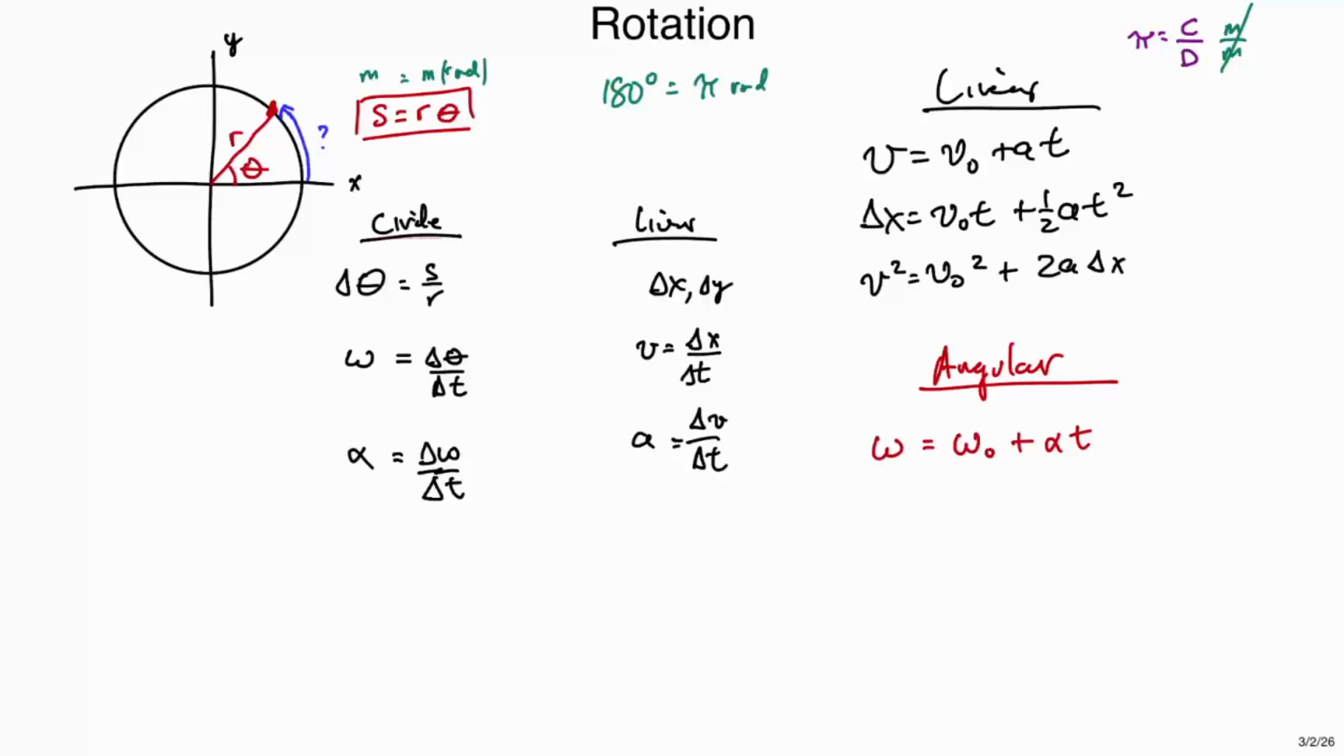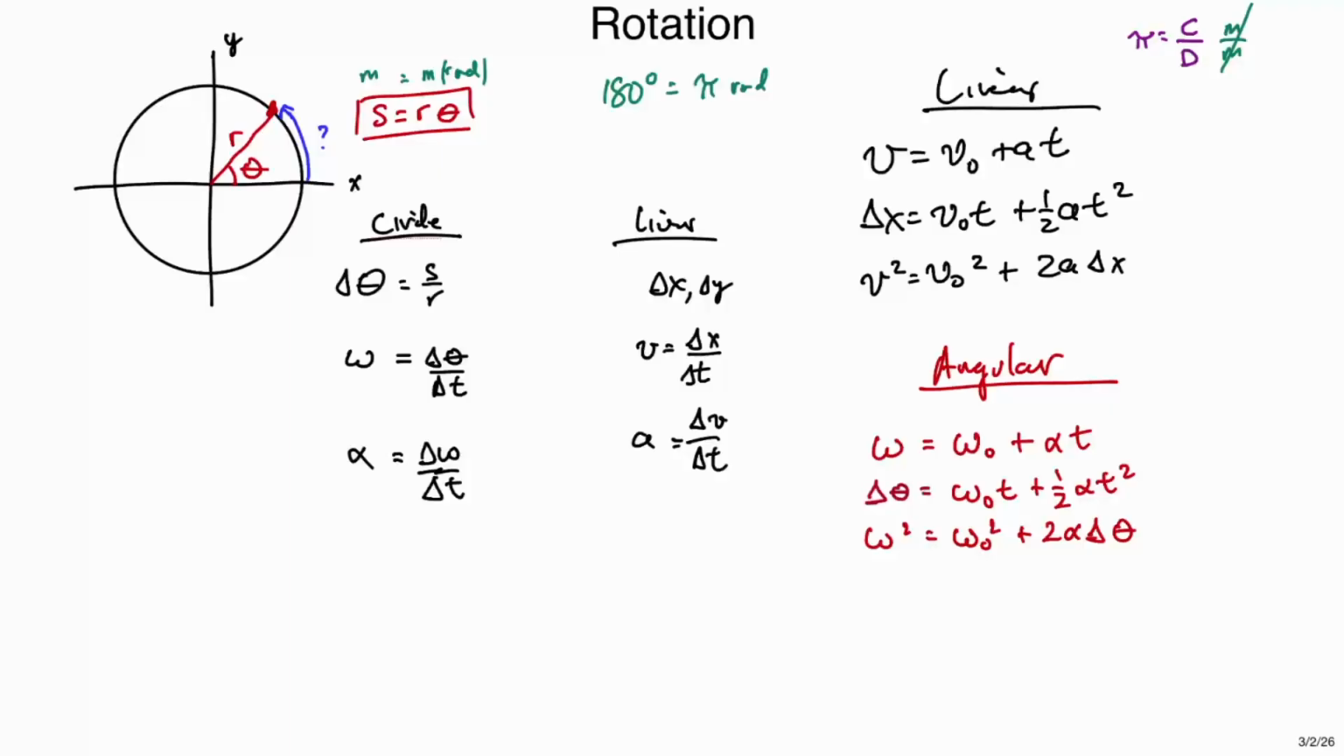Instead of X or delta X, it's going to be delta theta. I'm starting to write these with deltas now. Your book continues to just write theta equals. I kind of like the delta just because I don't always assume I start at 0. All right, delta theta equals omega naught T plus 1/2 alpha T squared. And then omega final squared equals omega naught squared plus 2 alpha delta theta.